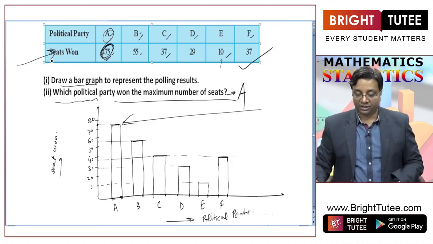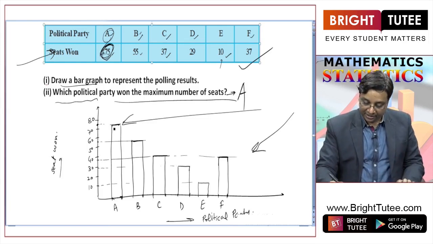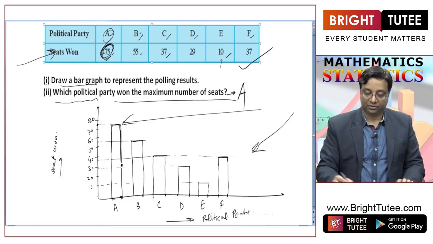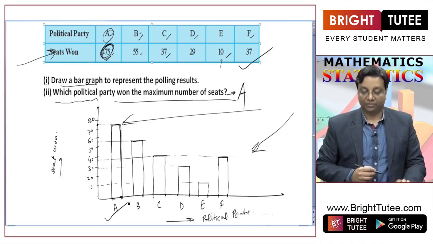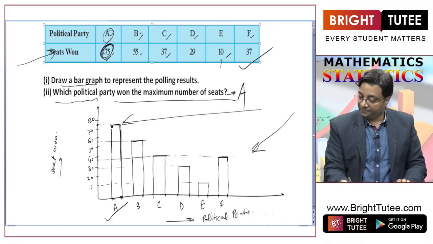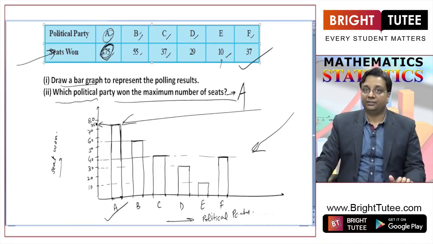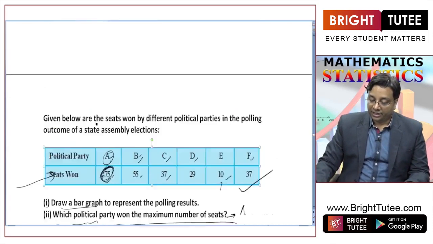But if I do not give you this table, I just give you this bar graph, just by looking at the highest bar, you could have said that party A won the maximum number of seats. And what is that number? You will look at the vertical axis corresponding to this height, and you would have found that party A won 75 seats, which is the maximum number of seats. Okay.